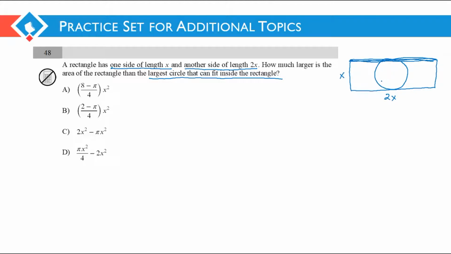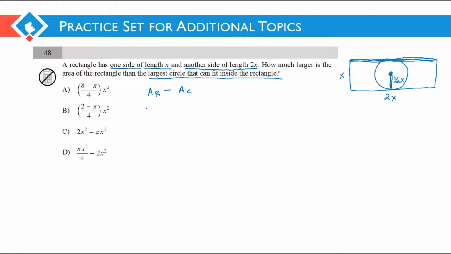Basically what we're looking for is the area of the rectangle minus the area of the circle, because that's going to tell us how much larger the area of the rectangle is than the area of the circle. So the circle is right here. It's going to have some radius going down like this. And if you look carefully, the radius of this circle is actually going to be exactly half of this length right here. This is going to be 1/2 x. That's what the radius of the circle is going to be. And essentially, we have all the information we need now.